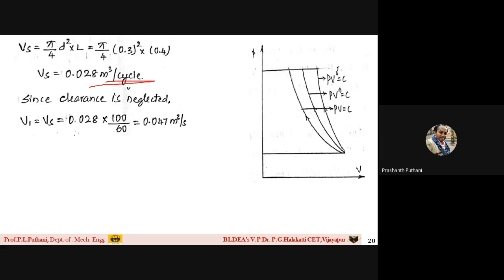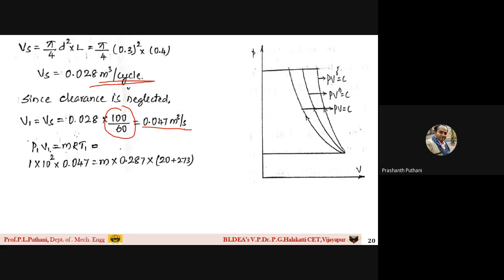What I will do is take this with respect to RPM. We have said 100 RPM, so I will multiply by 100 RPM divided by 60, in meter cube per second, and you are going to get 0.047 meter cube per second. That is V1. Now, your gas equation: P1 V1 is equal to MRT1. You will get the value of M.